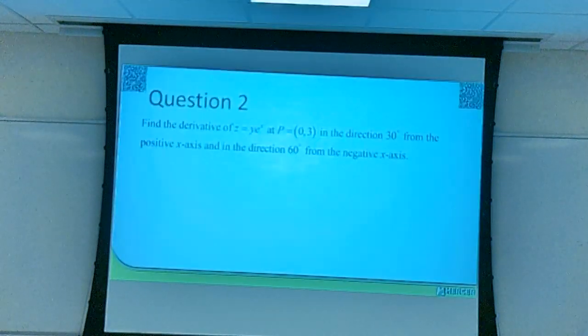Right, directional derivative. The function is y e to the x, the point is (0, 3). In two directions again: first 30 degrees from the positive x, second is 60 degrees from the negative x.